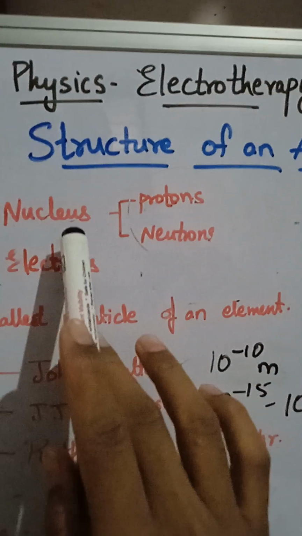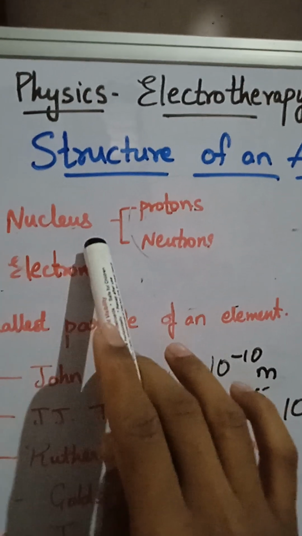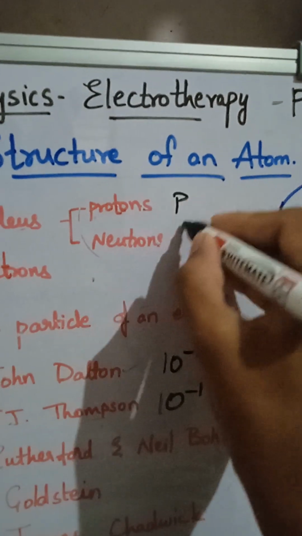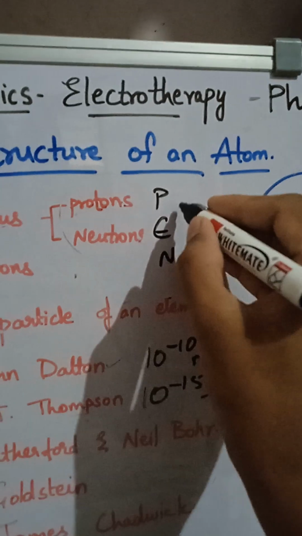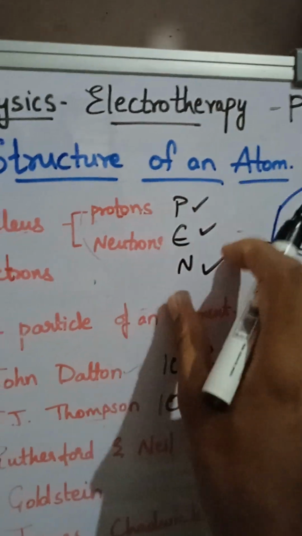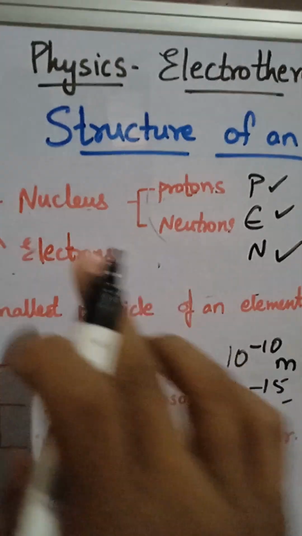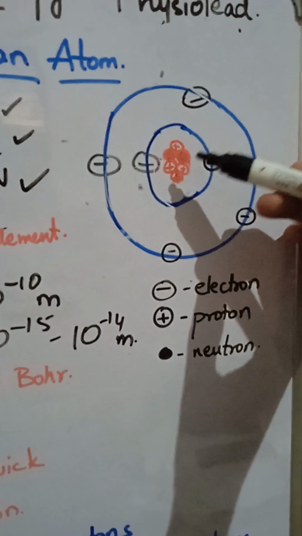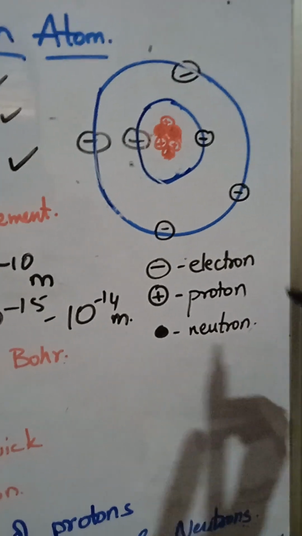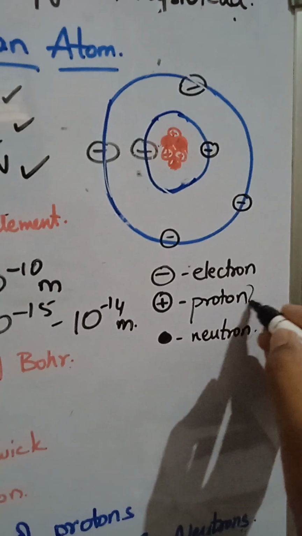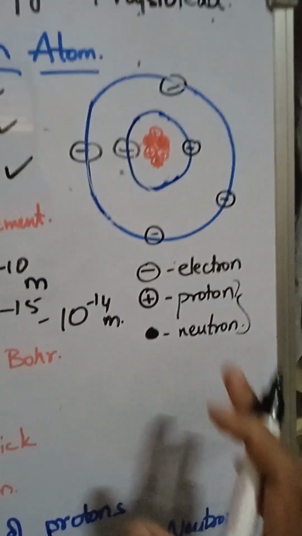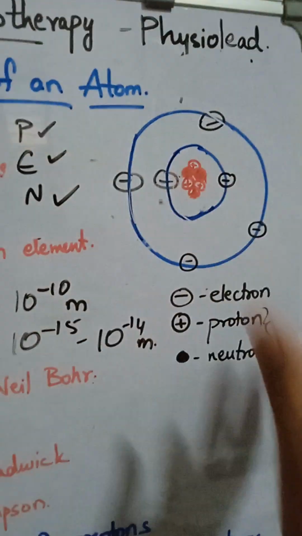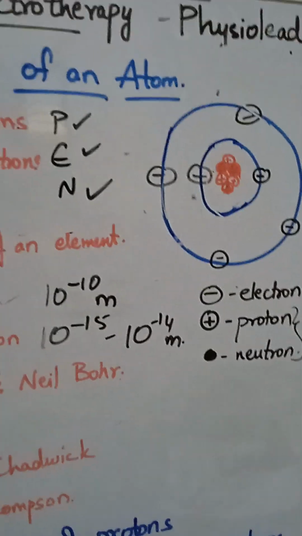So we are going to discuss about the nucleus. So nucleus consists of protons and neutrons. To easily remember, we can write PEN. PEN means protons, electrons and neutrons. These are the components of the atom. So nucleus consists of the protons and neutrons. Here the protons and neutrons are centrally located and they are present in the nucleus, and these are bound together by strong nuclear forces, and the entire mass of the atom is concentrated in the nucleus itself.